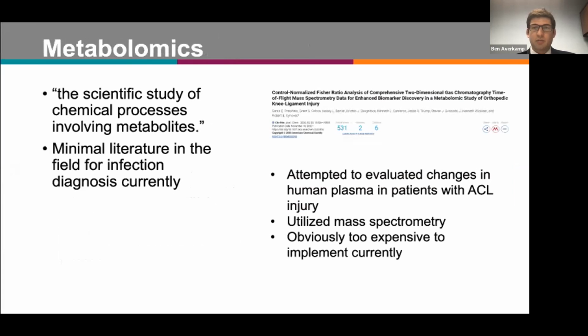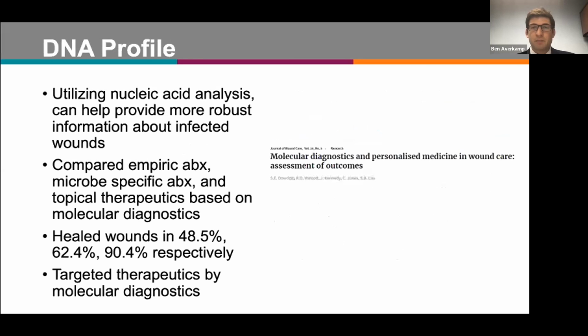What about metabolomics? Metabolomics is a very complex field that involves studying chemical processes that produce metabolites. That being said, there's minimal literature in regards to it. However, there's promise in possibly beginning to identify injuries or infections through mass spectrometry of human plasma. It is currently far too expensive to be tested on a broad scale, though. And finally, DNA profiling establishes a profile of the patient and infection through nucleic acid analysis. It allows for better diagnosis and more targeted therapy, with much higher success for more chronic indolent infections. This, like other future thoughts, is still not ready for prime time yet.